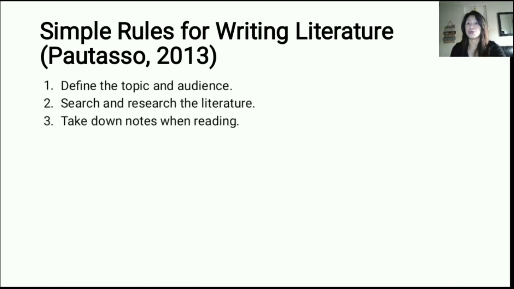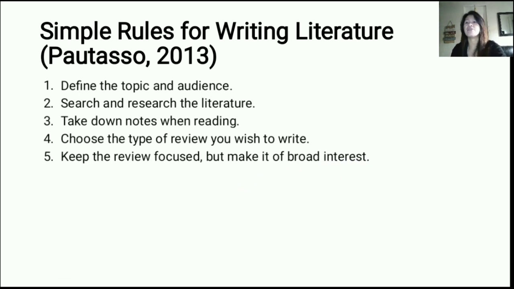Number 3, you take down notes when reading. Number 4, you choose the type of research you wish to write because we have different types of review. You choose the most appropriate for your study. Number 5, you keep the review focused but make it broad or of broad interest. So it should not be so limited that it tackles only one. You can go beyond, but for as long as you don't stay away from your topic.